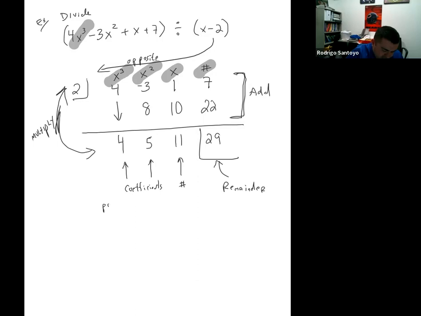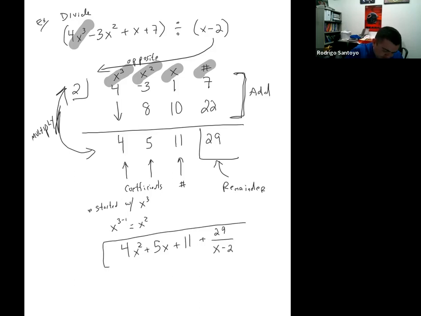If the problem started with x to the third, we're going to just subtract 1 from it. So now it'll be x to the second. So that's 4x squared plus 5x plus 11. Remainder is 29 over our divisor, x minus 2. So this is how we get that answer.